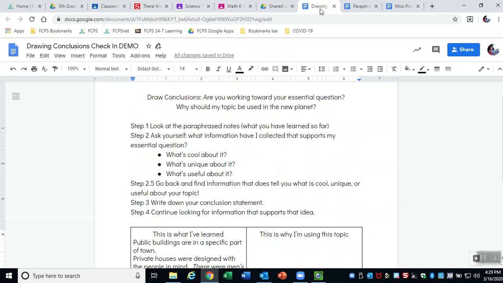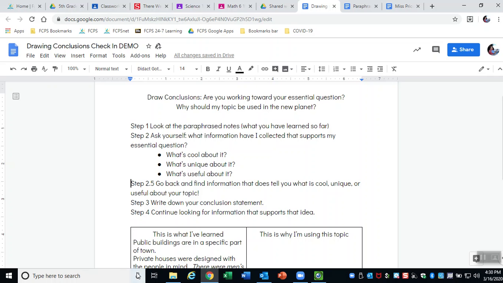So the steps to this lesson are: step 1, you're going to look at the paraphrase notes, what you've learned so far. Step 2, you're going to ask yourself, what information have I collected that supports my essential question? And you might want to think about what's cool about the information you have, what's unique about it, or what's useful about it. And if you do not know the answer to that question, you're going to go to step 2.5, which is go back, take some more notes, and find information that does tell you what is cool or unique or useful.